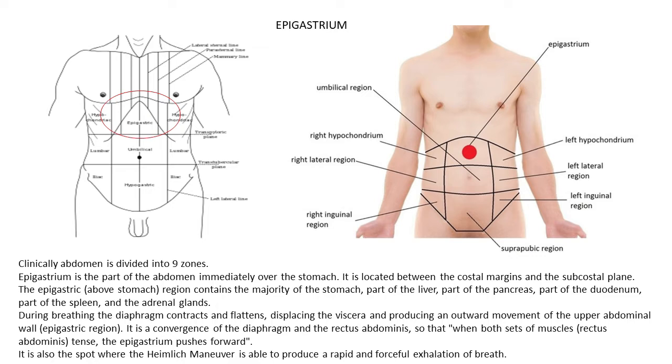During breathing, the diaphragm contracts and flattens, displacing the viscera and producing an outward movement of the upper abdominal wall, the epigastric region. It is a convergence of the diaphragm and the rectus abdominis, so that when both sets of muscles tense, the epigastrium pushes forward. It is also the spot where the Heimlich maneuver is able to produce a rapid and forceful exhalation of breath.